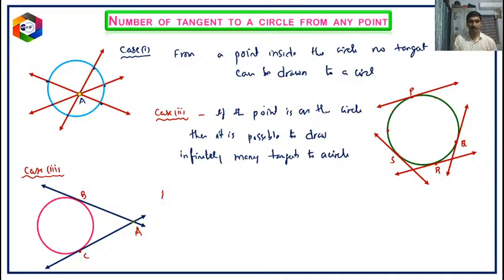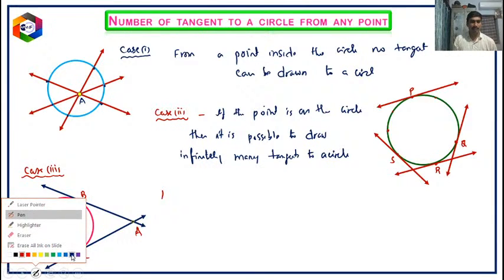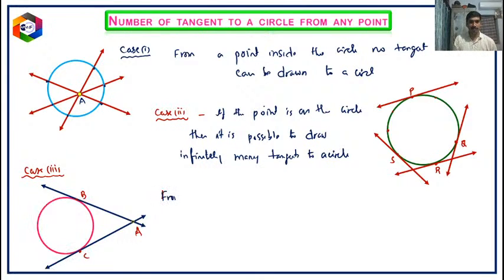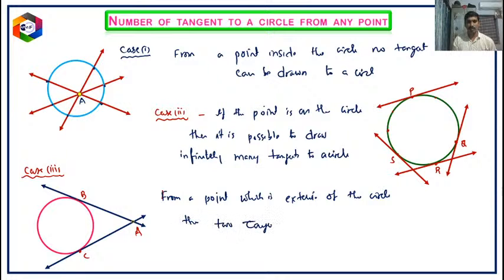So from a point which is exterior of the circle, two tangents can be drawn. అంటే ఎన్ని tangents draw చేయొచ్చు అంటే రెండు.